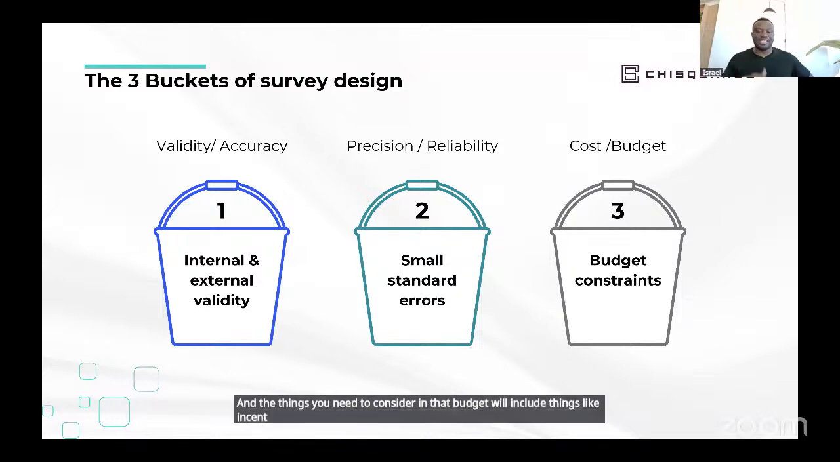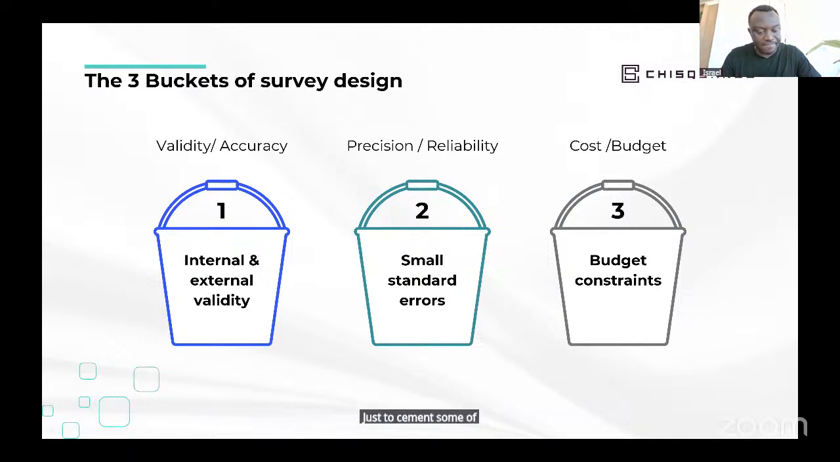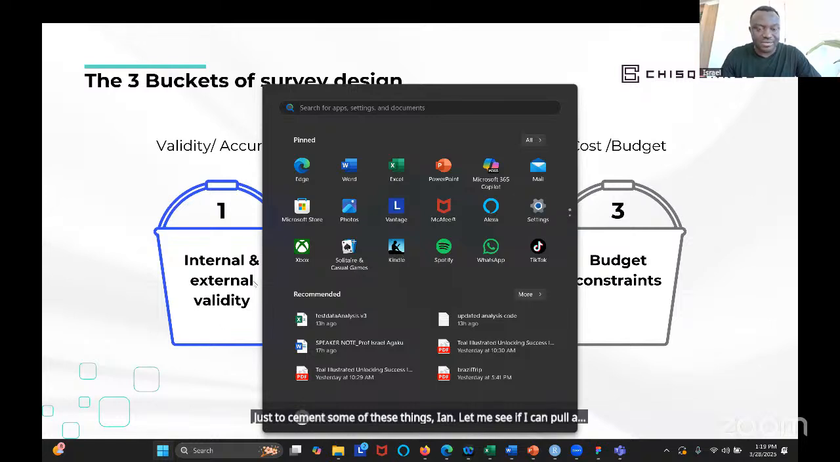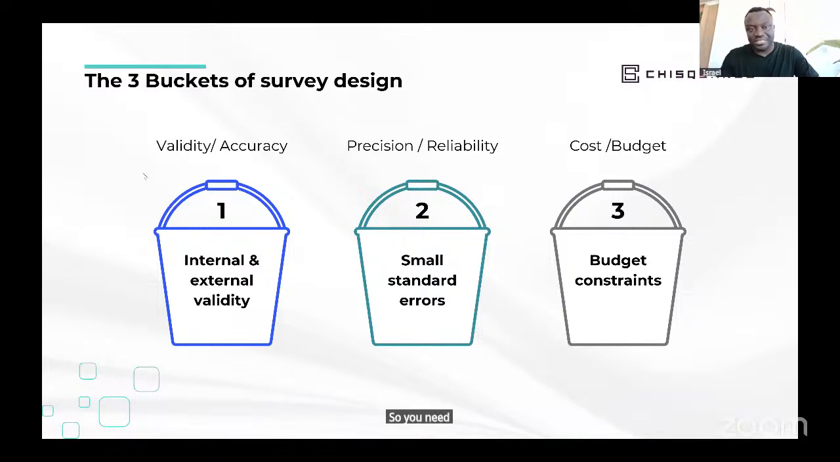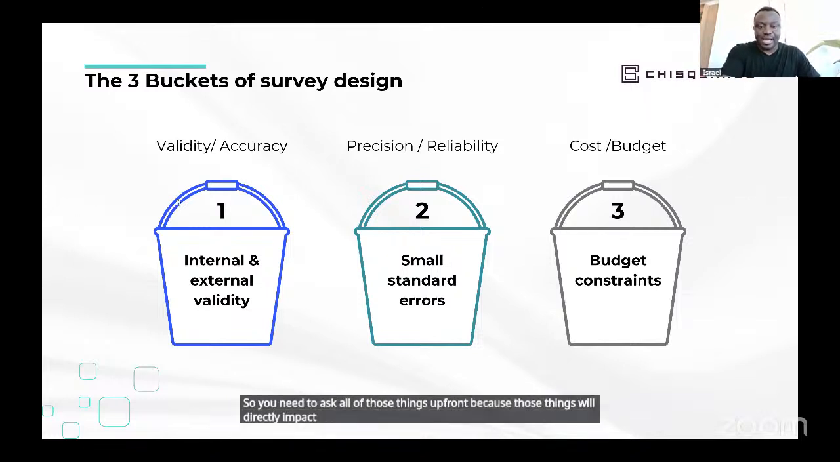and it will include things like, let me show you an actual budget for a survey, just to cement some of those things in. Let me see if I can pull a budget for a study. Hold on a minute. So you need to ask all of those things up front, because those things will directly impact, how do I exit full mode now?